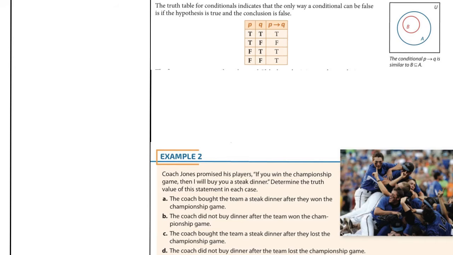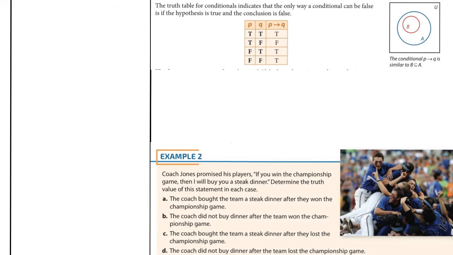Now the second statement in B, the coach did not buy dinner after the team won the championship. Boo, coach, we won. You said you'd buy us dinner, but you didn't. You told a fib, you were false. The hypothesis was met, but the conclusion was not satisfied.